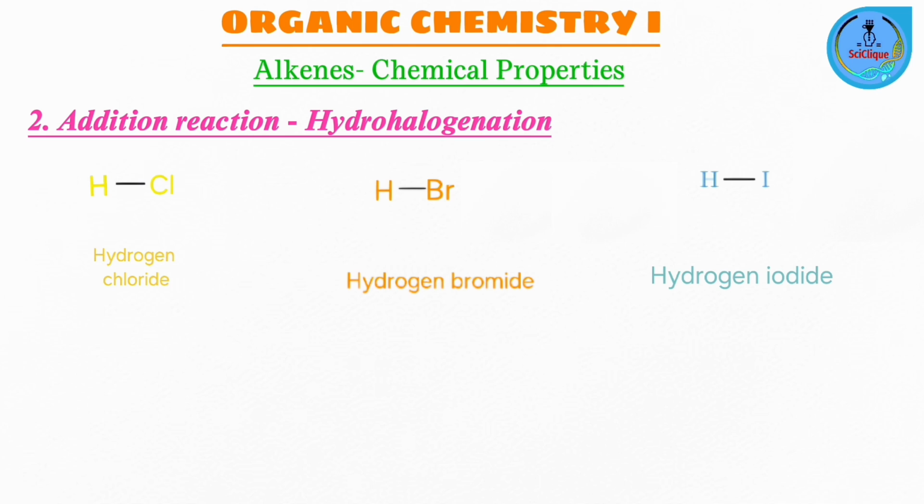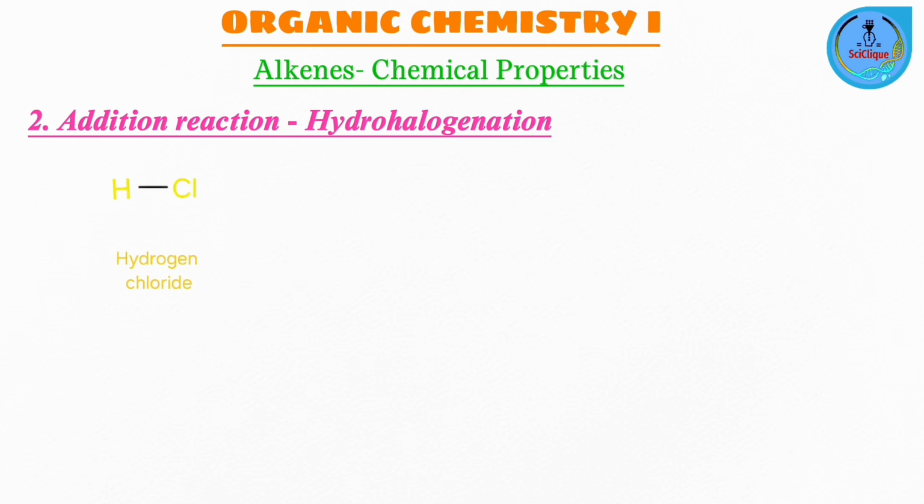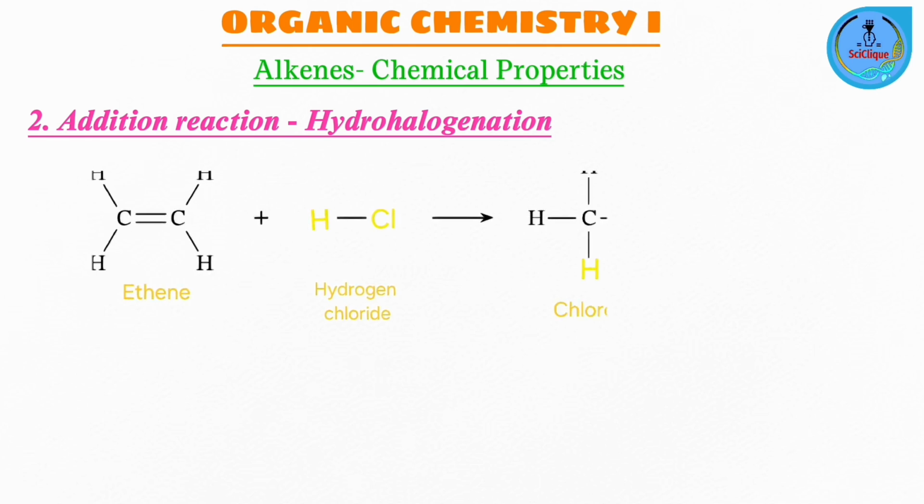Okay. Now, what are hydrogen halides? As the name suggests, these are compounds that contain hydrogen and a halogen. So, for example, hydrogen chloride, we have hydrogen and chlorine. Hydrogen bromide, we have hydrogen and bromine. Now, if I were to take any of these, react them with ethene, then this particular reaction is hydrohalogenation. Now, ethene is going to react with hydrogen chloride to form chloroethane. Okay? So, again, what will happen?